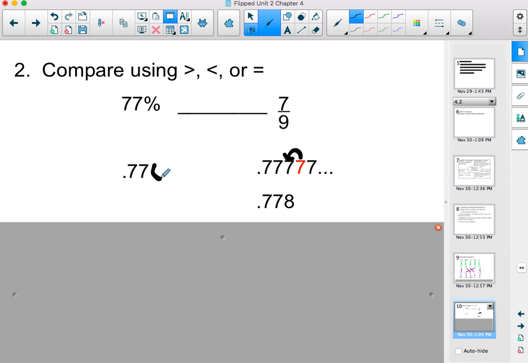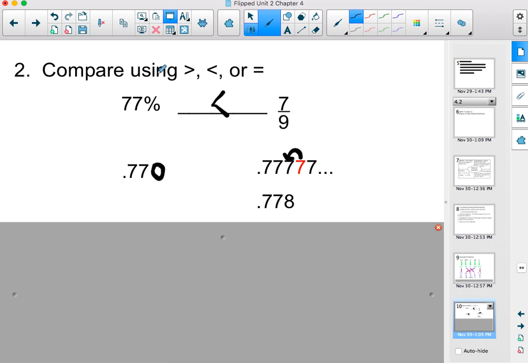Now that I'm looking at my two numbers, I can compare them and make it a little bit easier if I add a 0 at the end. And now I can say, okay, that's 770 thousandths, 778 thousandths. So I'm going to use a less than sign. We've got a bigger number in the thousandths place in this number than that one.